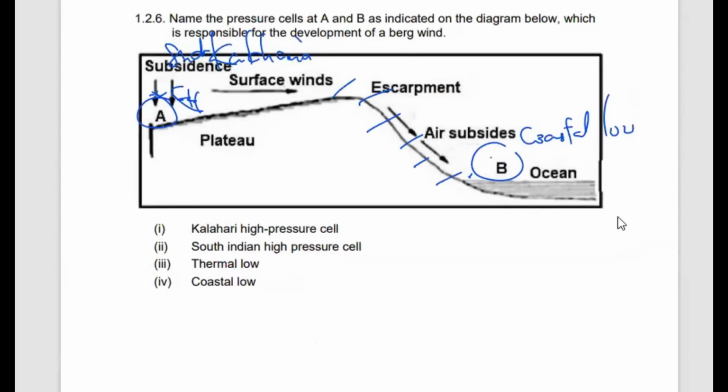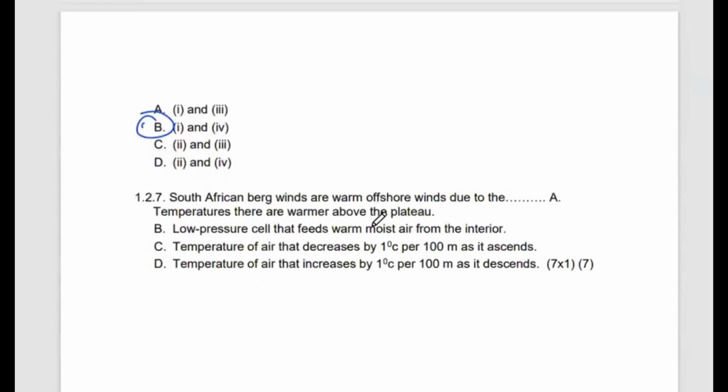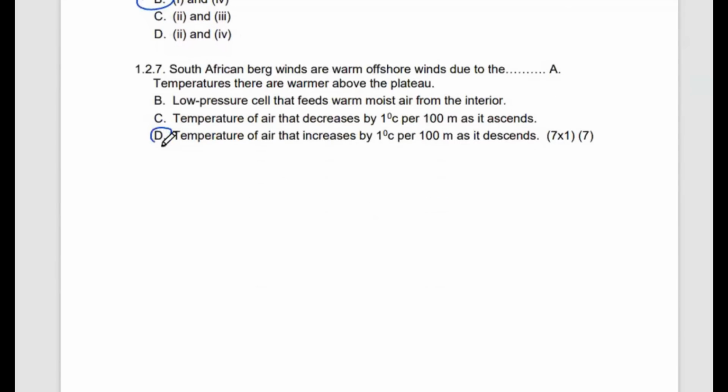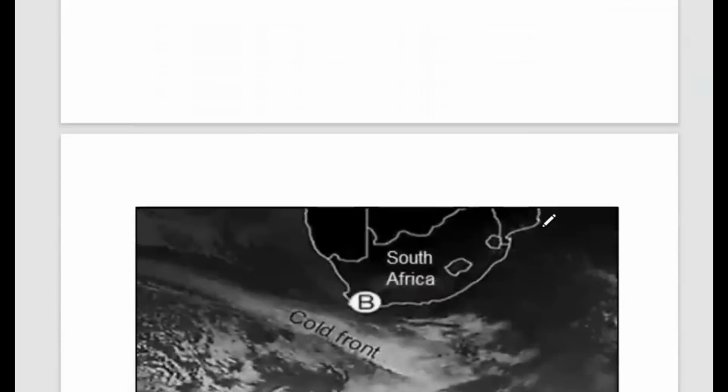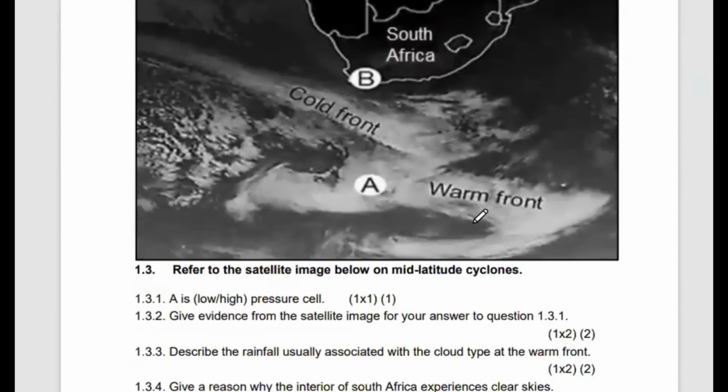Let's say the air here is maybe cold, around 15 degrees Celsius. It means for every 100 meters, it gains 1 degree Celsius because of adiabatic heating. After the first 100 it is now 16, the next is now 17 degrees Celsius, the next is now 18 degrees Celsius, 19 degrees Celsius. As it gets here, it's around 30 something. It's now very hot and a dry wind. Right, that is how the Berg winds form. That is item D. Right, we go on to the next question, which is a satellite image on mid-latitude cyclones.